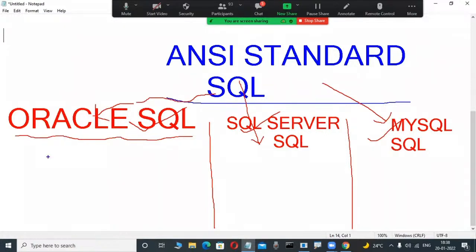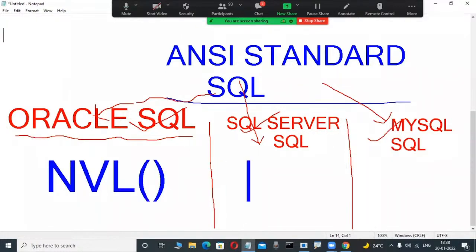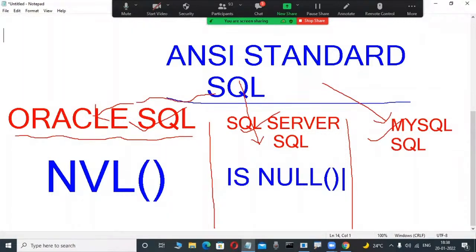Functions are also different. Suppose we are handling null values on the Oracle side: NVL is a function there. But if I use the same function in SQL Server, does it work? No, not working. Why? Because that is a different language. That's why in SQL Server, ISNULL is the function we use for handling null values. Arithmetic operations performed on null values again become null.